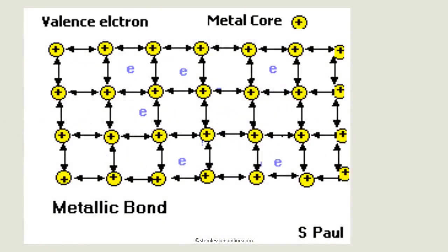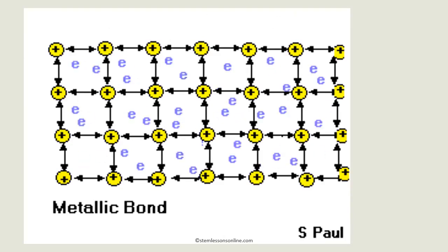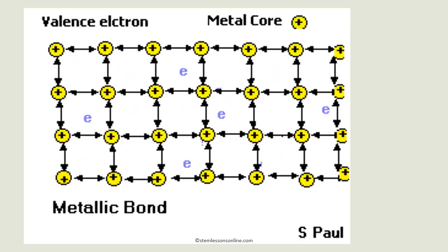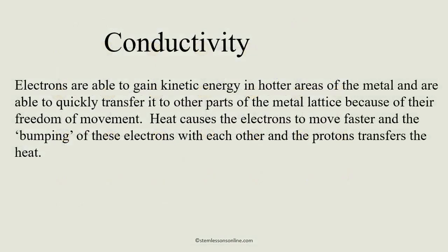Here you can see that metals are good conductors because these electrons can move around in the lattice; the cations are there and the electrons are moving around just like a sea. So we call it the electron sea model. Electrons are able to gain kinetic energy in hotter areas of the metal and are able to quickly transfer it to the other parts. That's the reason for conductivity. Thermal conductivity and electrical conductivity are because of the movement of electrons.